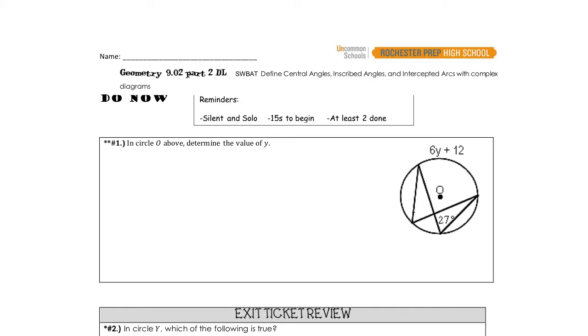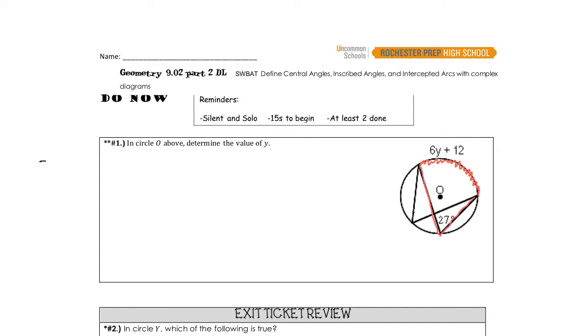All right, so we're going to get started on today's lesson, which is really just review from yesterday. So take 1 minute, try that do now question, then I'll show you the answer. So pause the video. All right, so we've got to find the value of y, and I see that this arc is 6y plus 12.